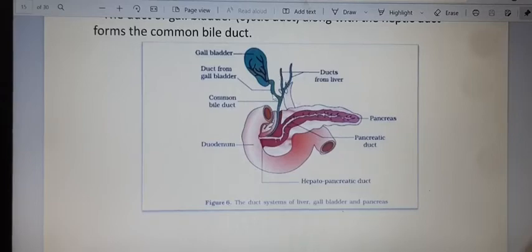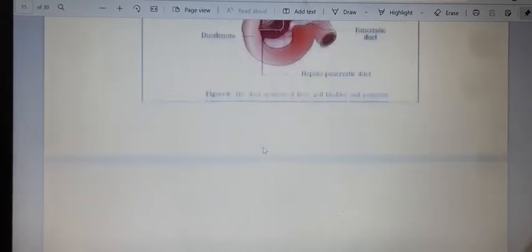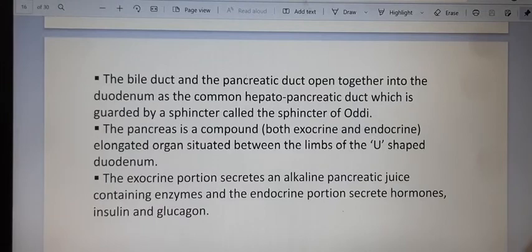The duct of the gallbladder, called the cystic duct, and the duct from the liver, called the hepatic duct, join to form the common bile duct. Then this opens into the duodenum along with the pancreatic duct, and this is called the hepatopancreatic duct. So the bile duct and the pancreatic duct open together into the duodenum as the common hepatopancreatic duct, which is guarded by a sphincter called the sphincter of Oddi.